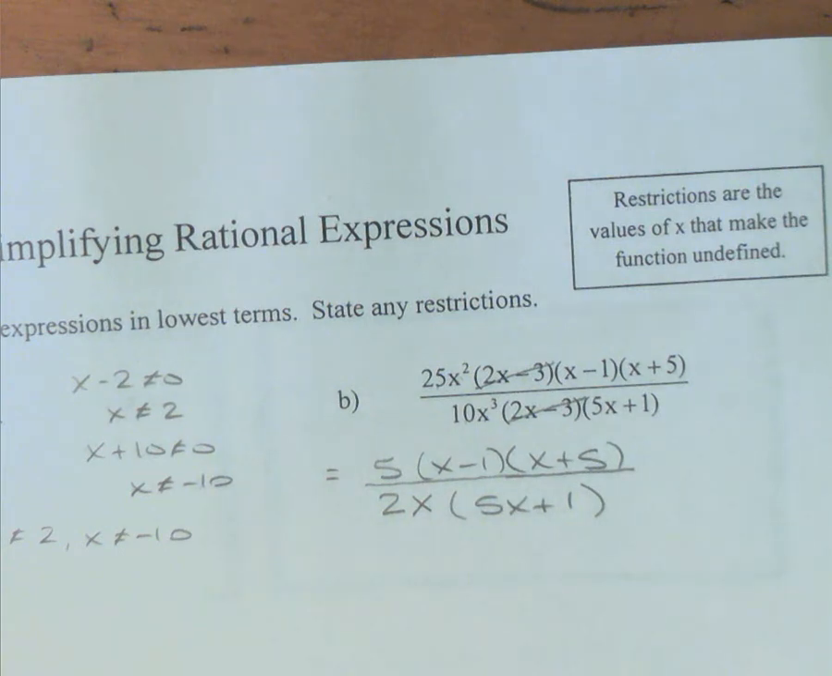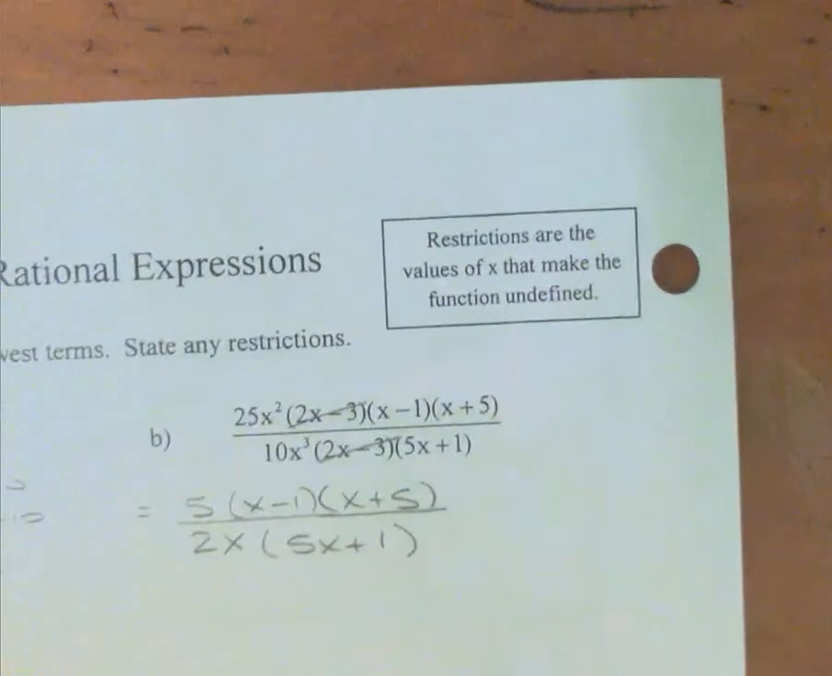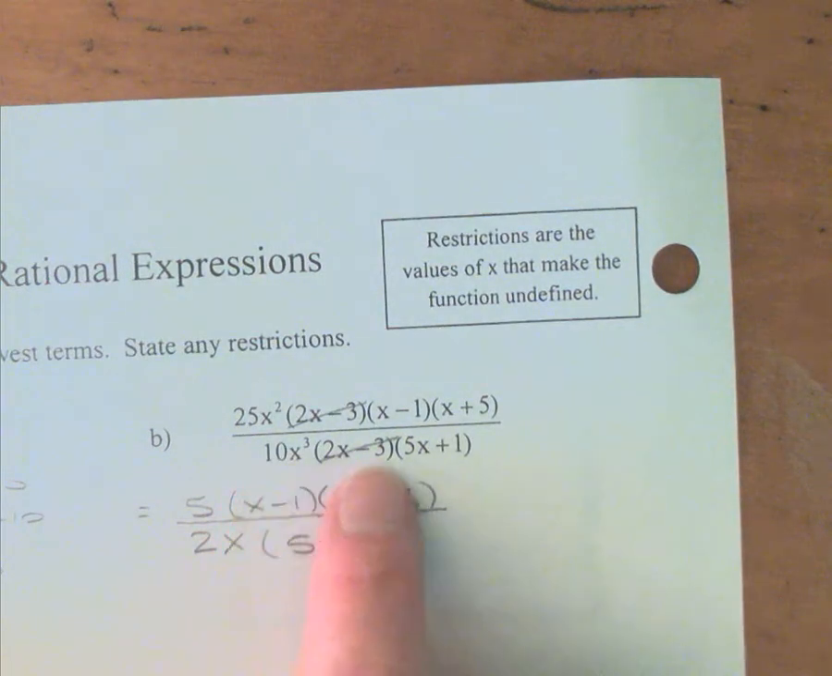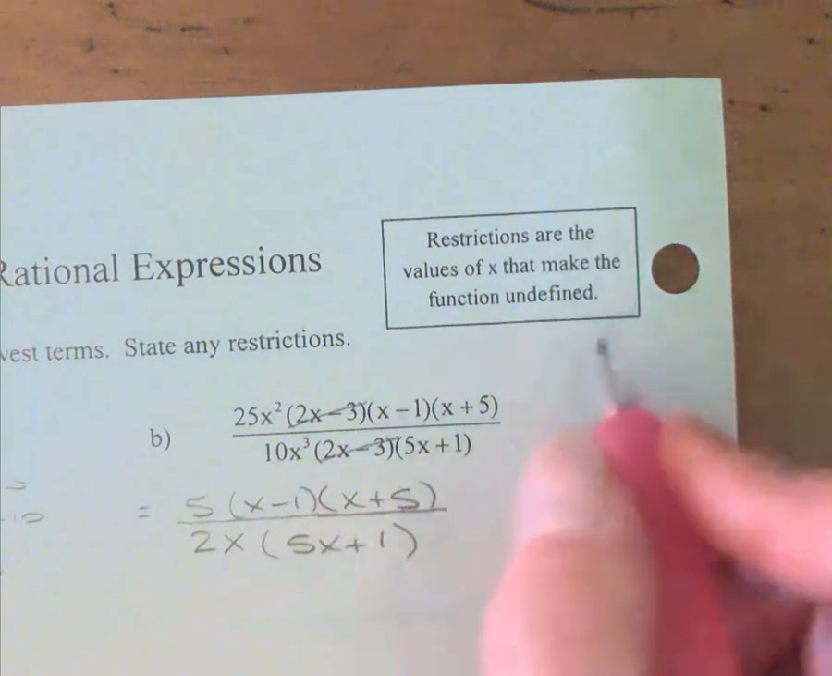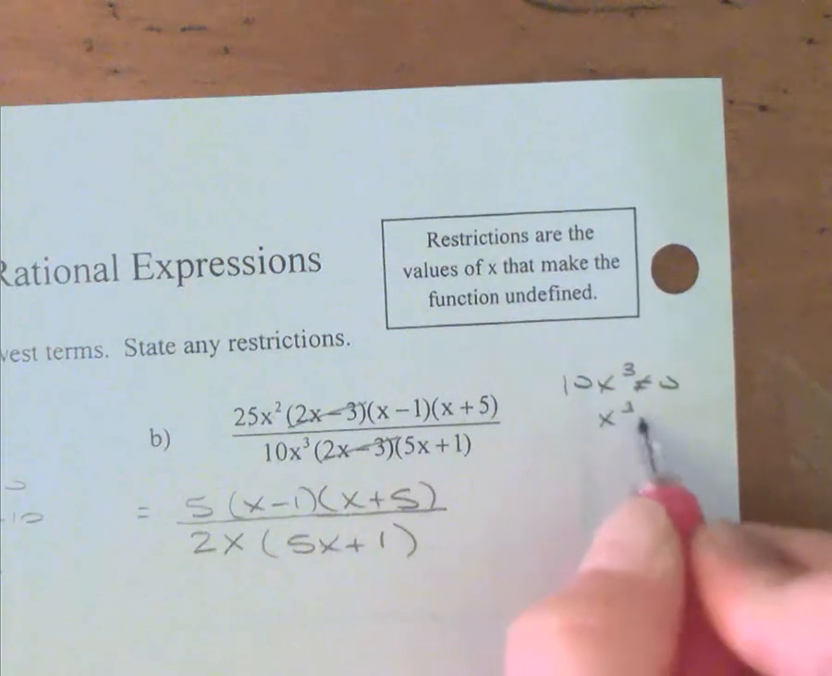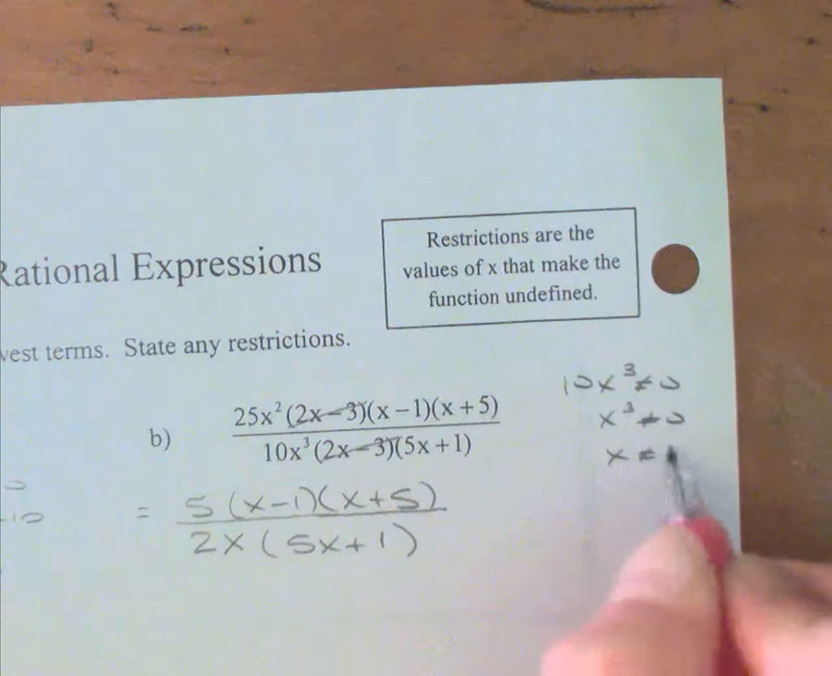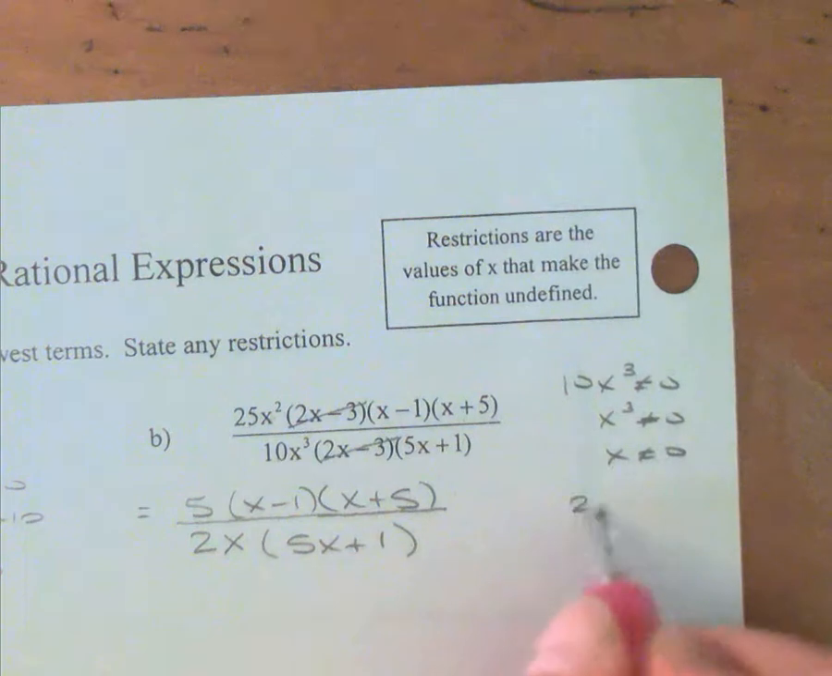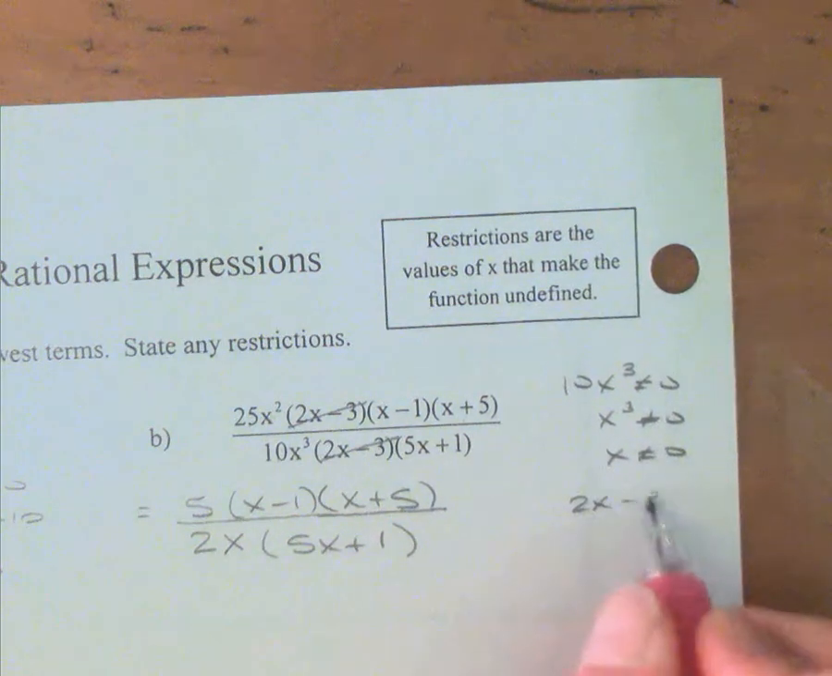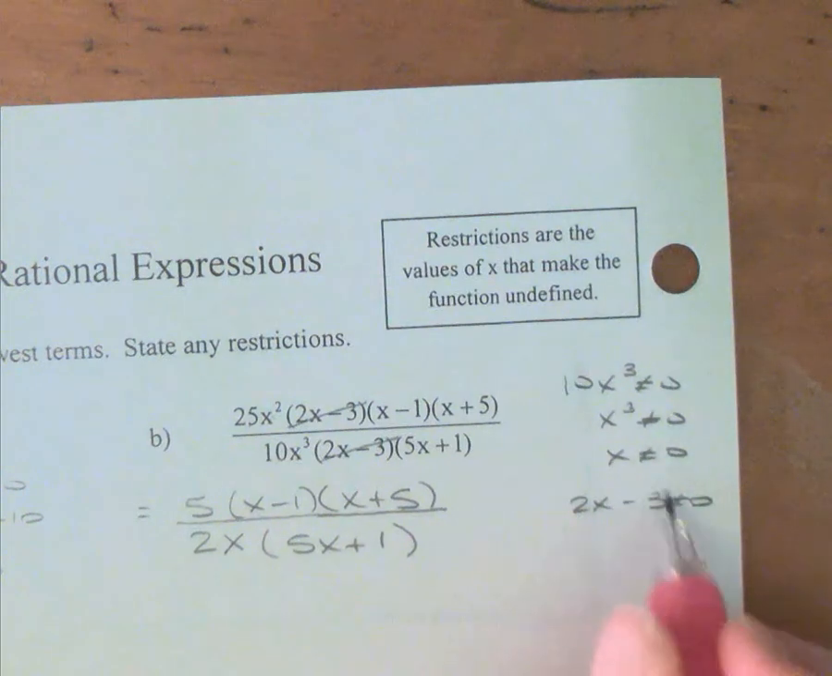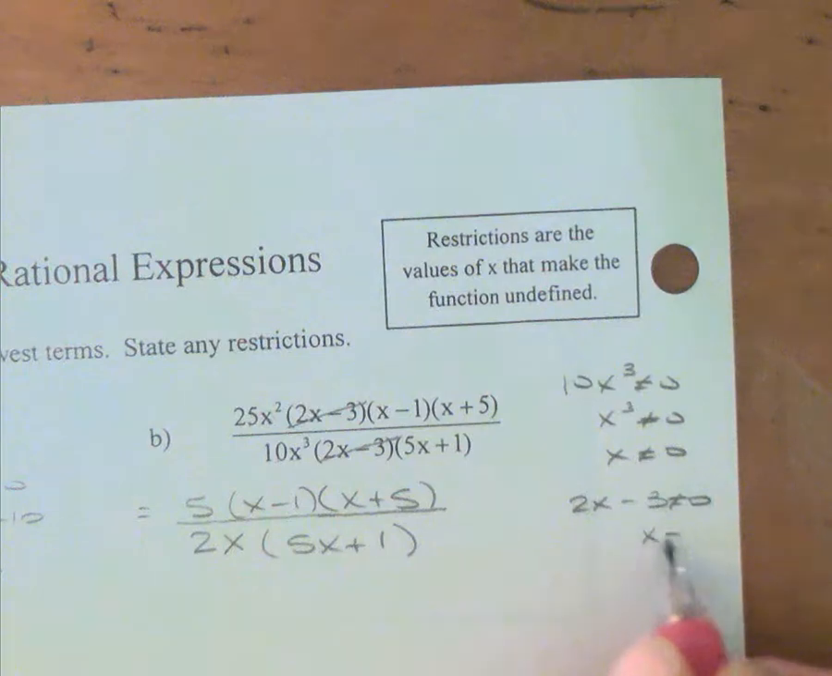Now I need to look at what my restrictions are. I have the monomial that has an x, so it will have a restriction. I have this binomial and this binomial. So I can say that 10x cubed cannot equal 0, x cubed cannot equal 0, or x cannot equal 0. I have 2x minus 3 cannot equal 0. So really it's the opposite of this divided by this. So it means that x cannot equal 3 over 2.